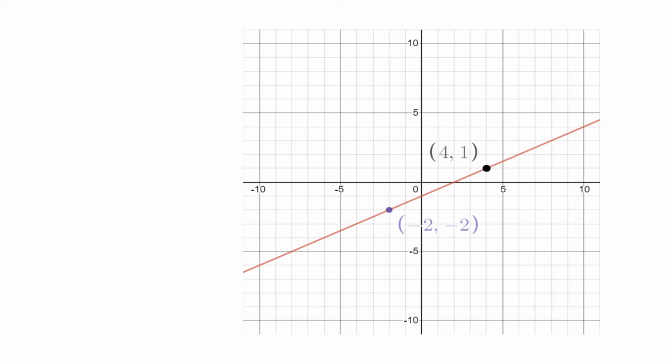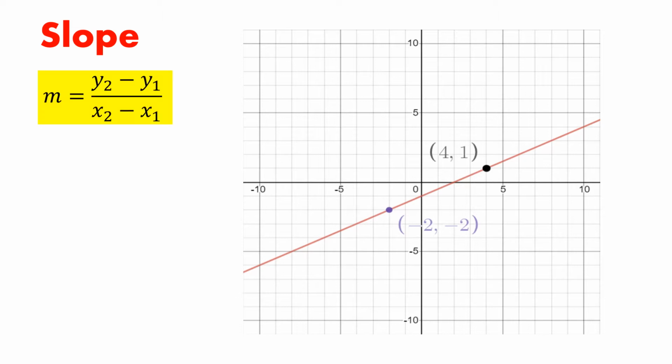If we want to determine the slope of the line, there are two ways of doing this. Recall that the slope is the ratio of the vertical change with respect to the horizontal change, which can also be expressed as the rise over run or the change in y with respect to the change in x. So, let's take a look at our line.